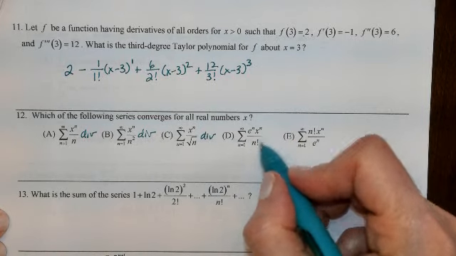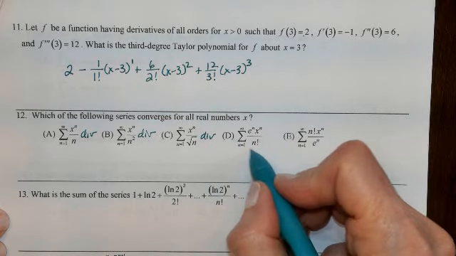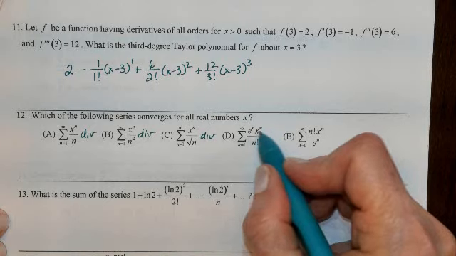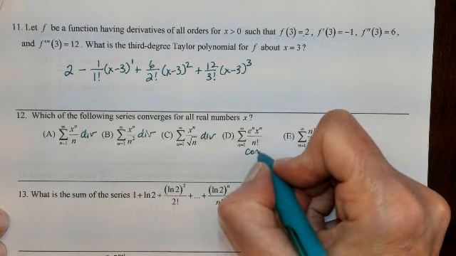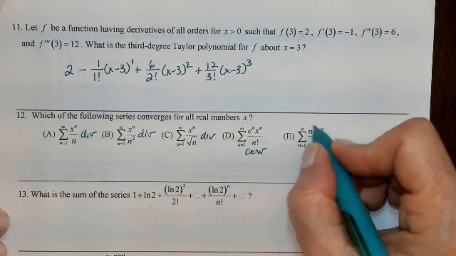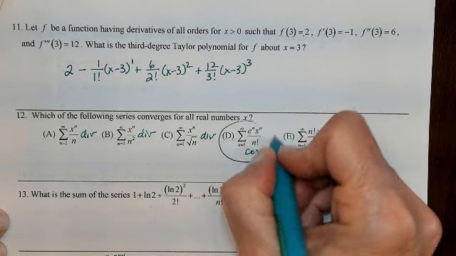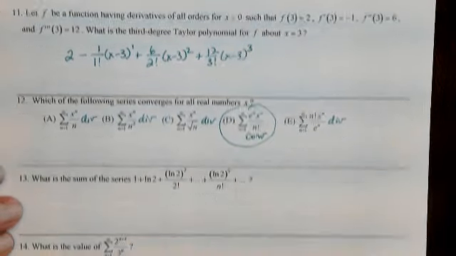Oh, then I see this, and I see this factorial in the bottom. That's going to rule over any kind of exponential, right? So this, here's my converging. Here the factorial is up on top, so that will diverge. So D is the only converging series there.